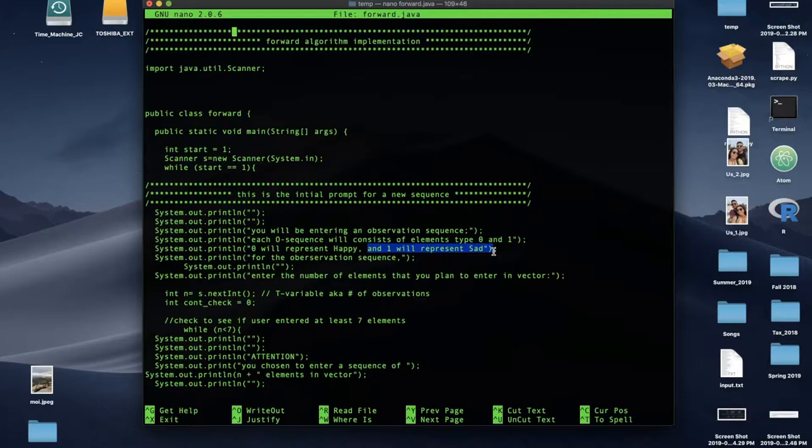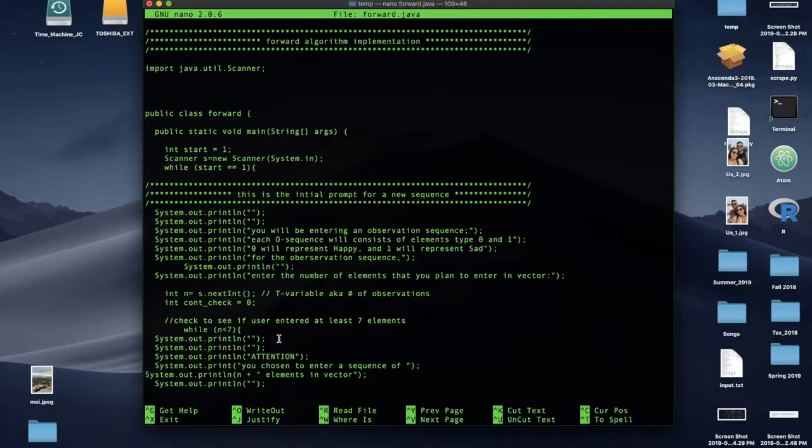Now, I also check to see if the user entered at least 7 elements, and the reason for that is that I try to have the user enter a lot of elements so they can see all the different alpha values being computed.